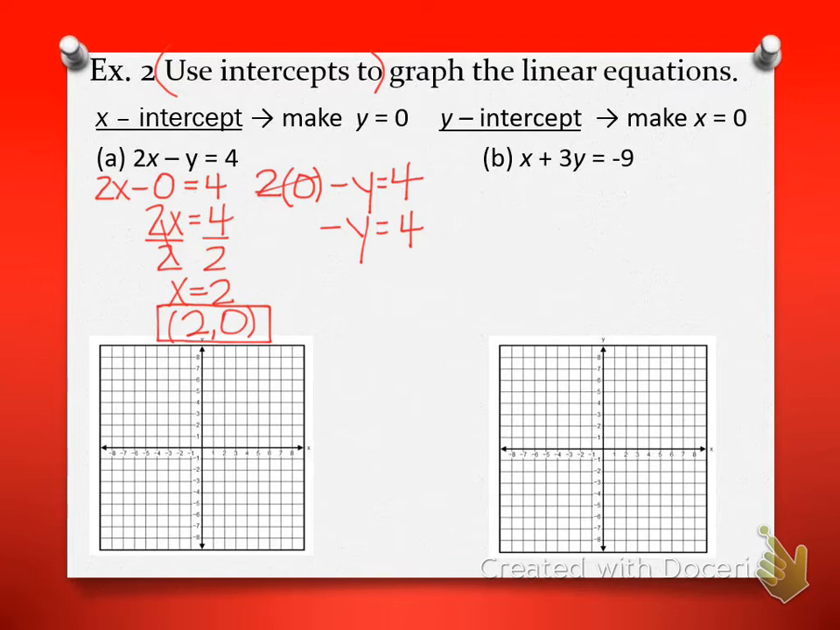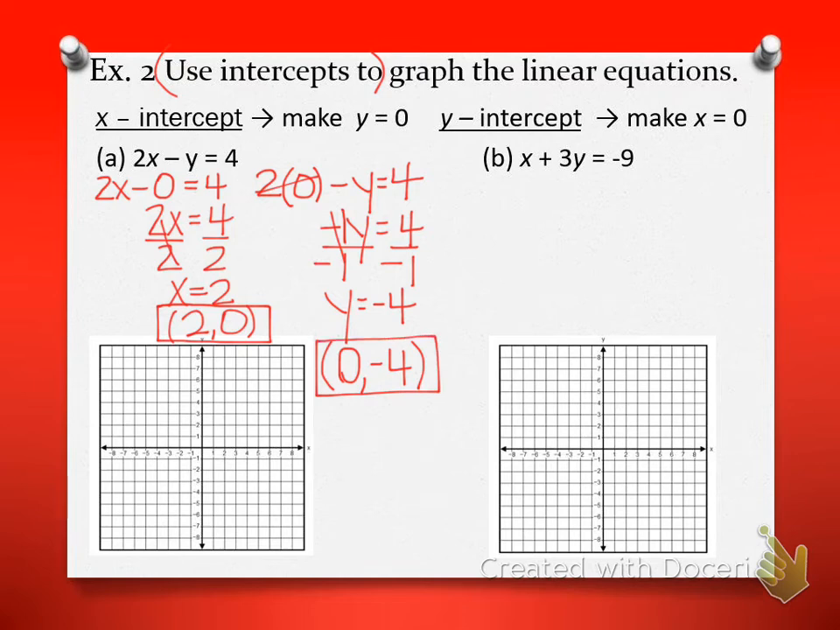Now, be careful here. Y is not by itself. There is an understood what in front of it? 1. What kind of 1? Negative. Negative. So how do I get y by itself? Divide both sides by negative 1. So what does y equal? Negative 4. Now, ordered pair would be what? 0, negative 4. Good. The x was 0 this time, and the y came out to be negative 4.